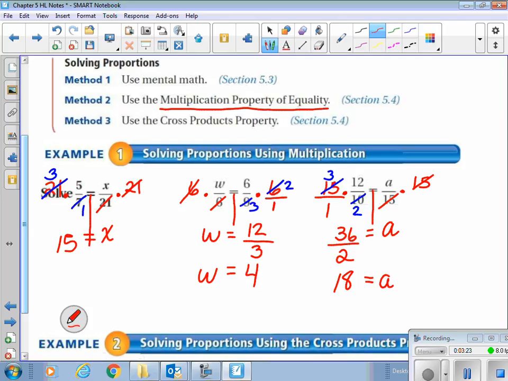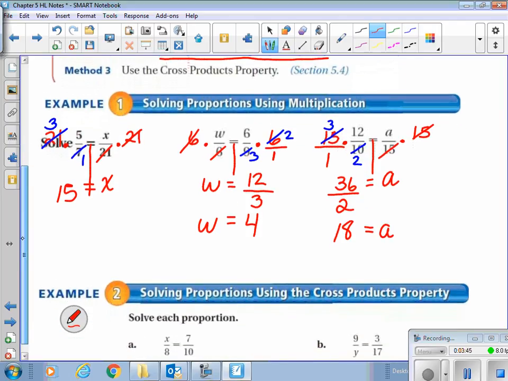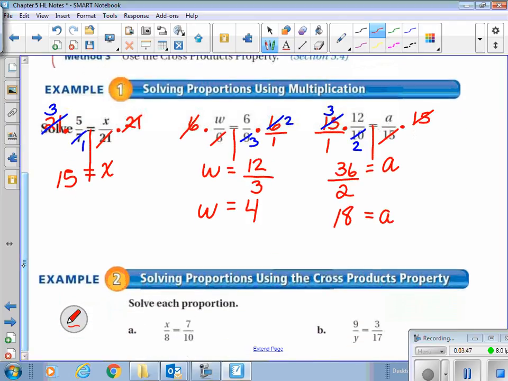And then remember, you can always go back and plug those numbers in and do your cross products to check. Your cross products should be the same if you solved it correctly. So that's method 2, multiplication property of equality, multiplying both sides of the equation by the number that the variable is being divided by. You're just basically solving for a division problem by using the inverse operation, which is always multiplication when we're talking about division. Just another way of doing it.